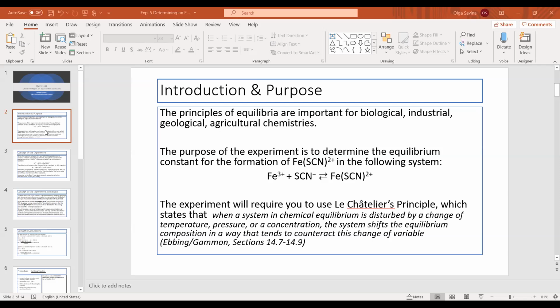So let's recall Le Chatelier's principle, which states that when a system in chemical equilibrium is disturbed by a change of temperature, pressure, or concentration, the system shifts the equilibrium composition in a way that tends to counteract this change of variable. And here we will be changing the concentration of our reagents and shifting the equilibrium towards the product.